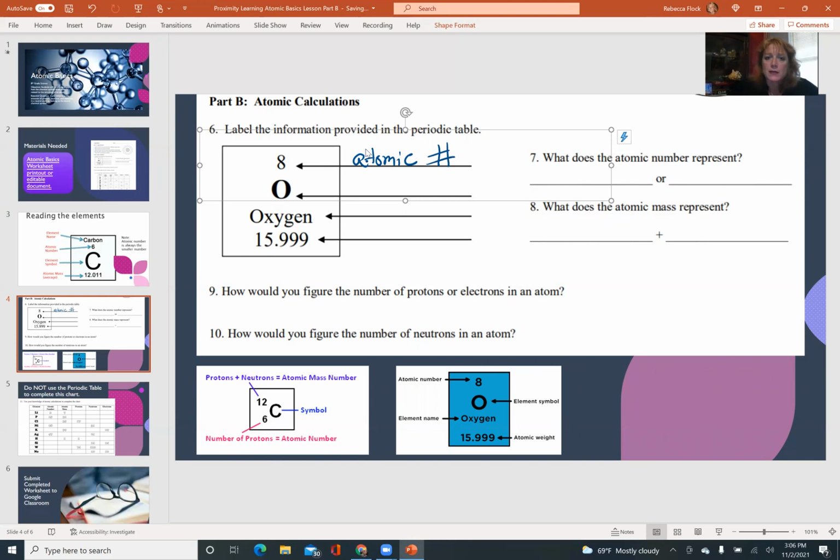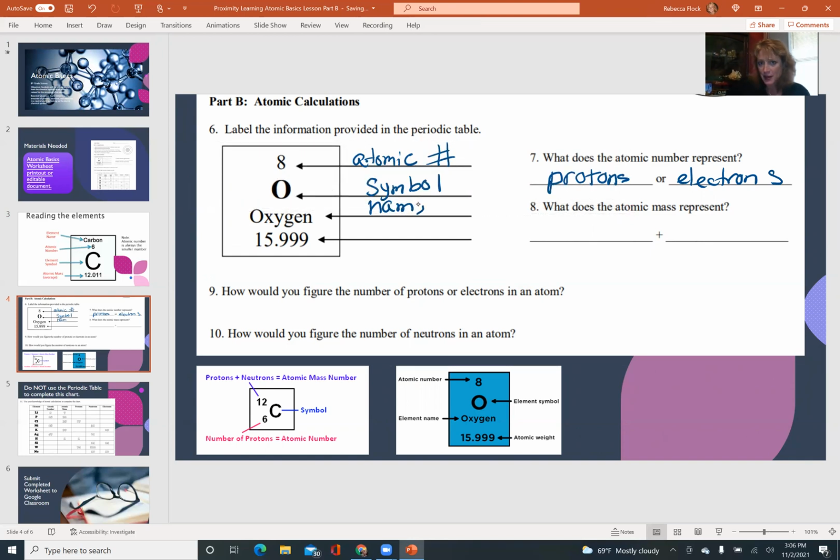Okay. And number 7 over here, it says, what does the atomic number represent? So the atomic number, what we just talked about, represents the number of protons in an atom. And in a neutral atom, one that hasn't lost any electrons, it also represents the number of electrons. So protons or electrons. Okay, the big O, what is that? Right, the symbol of the element. Symbol. All right. Oxygen, that's the name of the element.